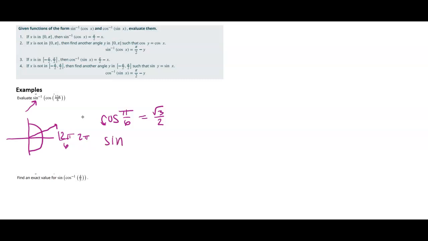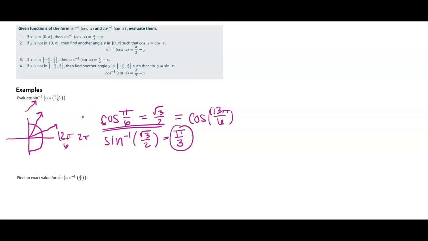Which would be the same as the cosine of 13 pi over 6, right? I'm just restricting so that I'm in this correct domain. All right, well then the inverse sine of root 3 over 2, the angle is not going to be pi over 6. The angle whose sine is root 3 over 2 is going to be pi over 3. So that's going to be my answer here.